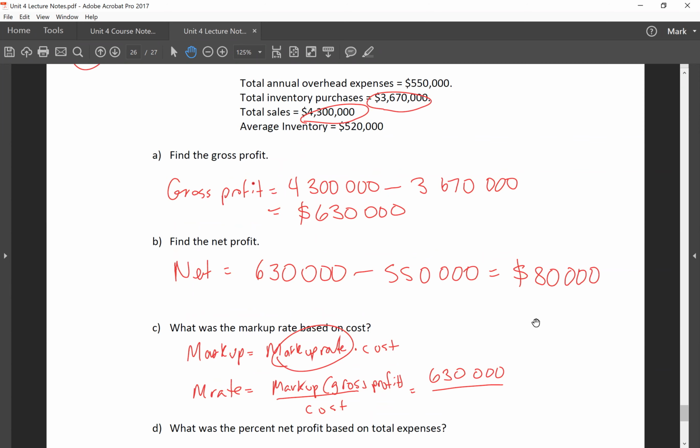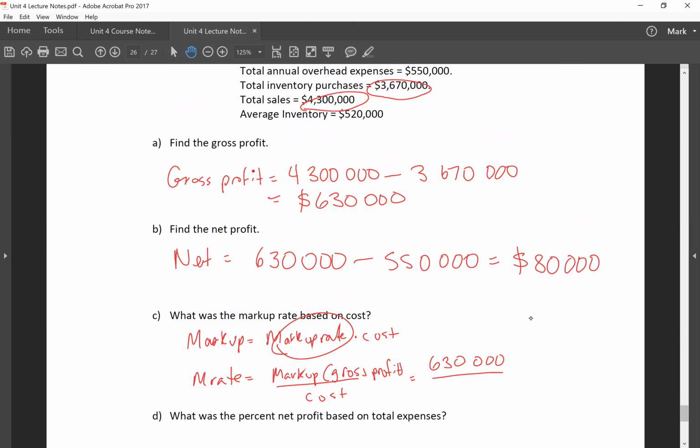which was 3,670,000. Sorry, just making sure I don't forget zeros. Multiply your answer by 100. So let me just double check this one on the calculator, make sure everything's cool with the answer key. So my calculator is saying 0.172. So you would say 17.2%. This you do change to a percent.